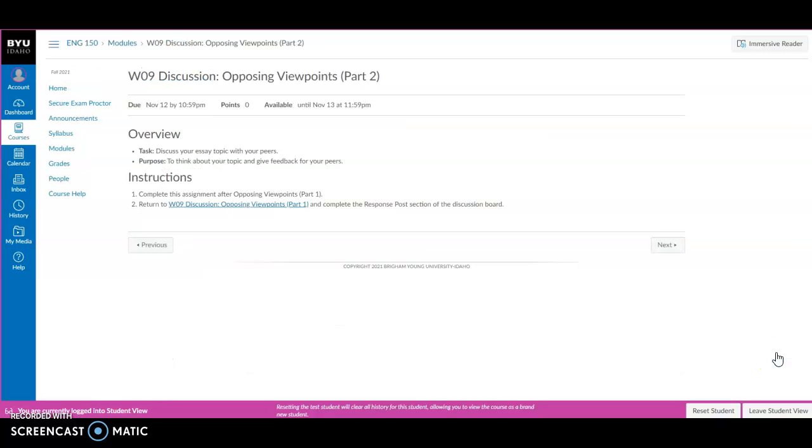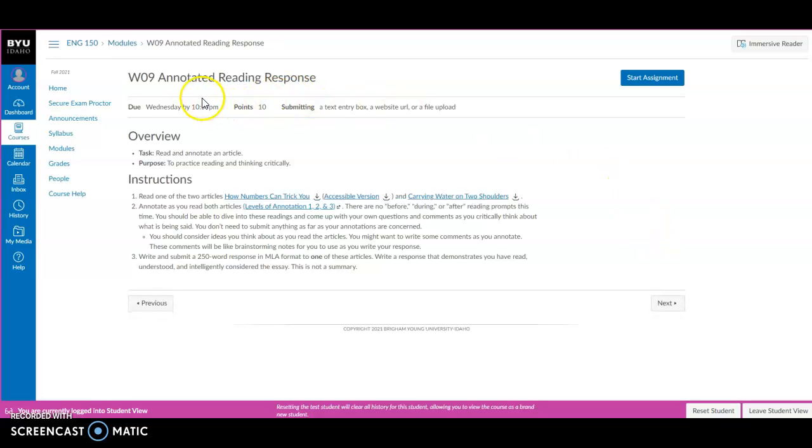So once that is completed, you also have your annotated reading response, which is due by Wednesday at 11:59 p.m. Mountain Standard Time. This is Pacific Standard Time here. You are to read one of these 2 articles. My suggestion is to read both. Figure out which one you like best. They are both articles that have an argumentative standpoint. This is, again, to help you on your part 3 of your essay.